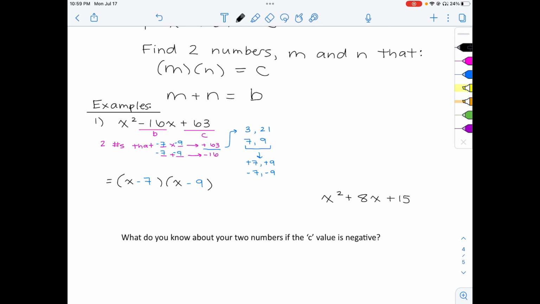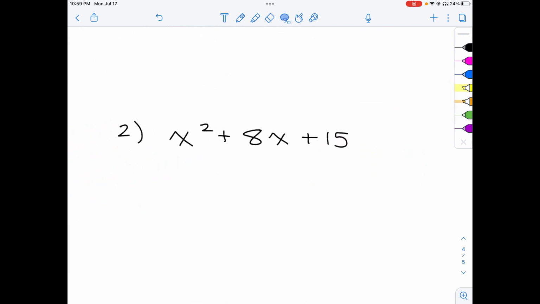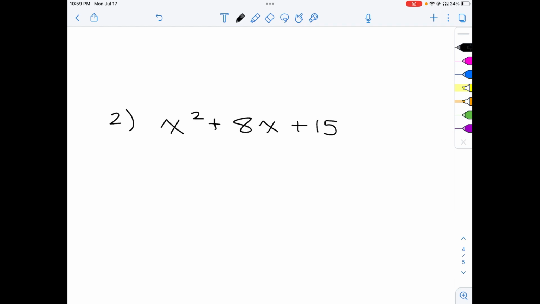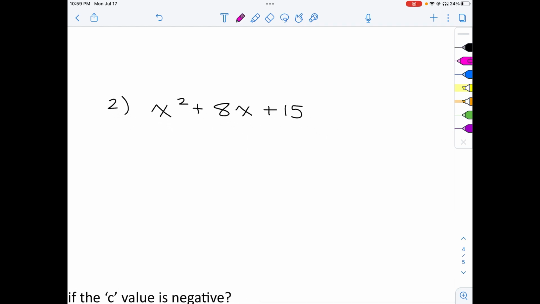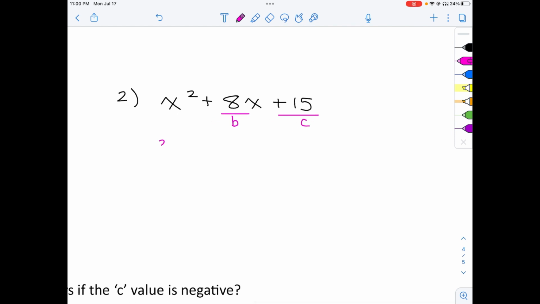Okay, so if I look at a second example here, again, this is a simple trinomial, which tells me that I can use this method, right? There's no number written in front of my x squared term. So I've got a b value of positive 8 and a c value of positive 15. Okay, so I want to find two numbers and they need to multiply to give me positive 15, and they need to add to give me positive 8.